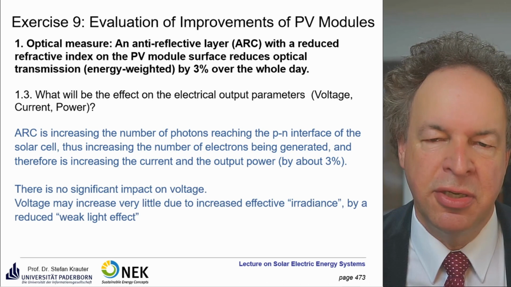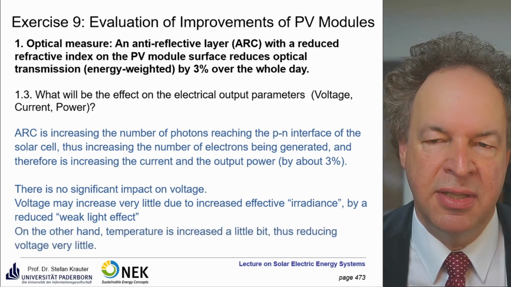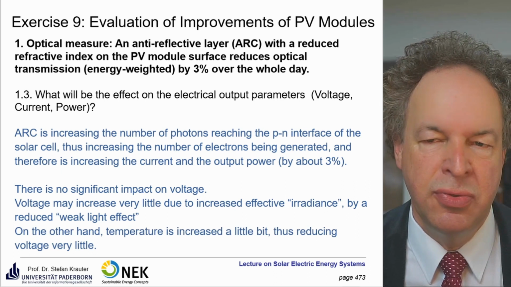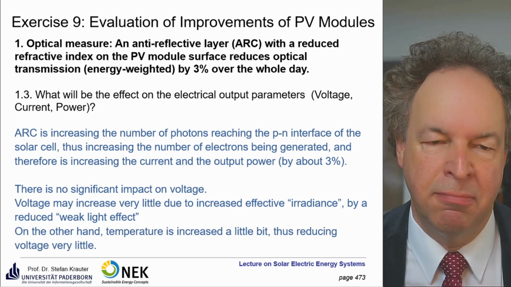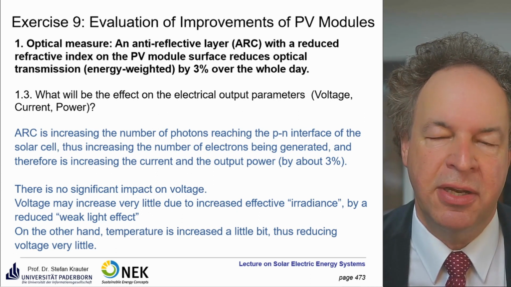Okay, you can consider a bit reduced weak light effect because you have effectively more irradiance. But on the other hand, the temperature is a little bit increased due to higher irradiance value, so probably it compensates, so let's say there's no significant impact on voltage.